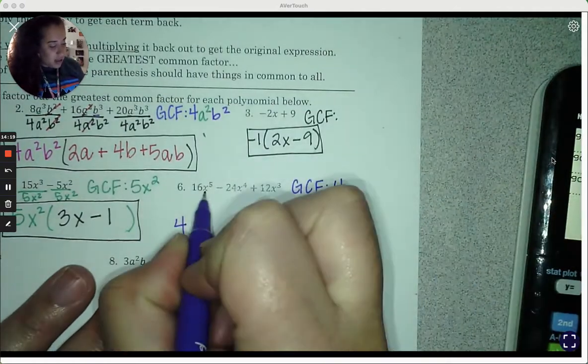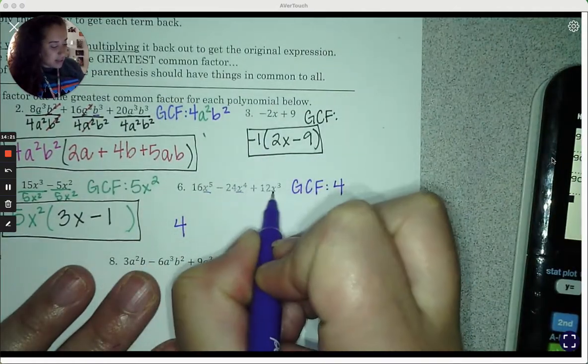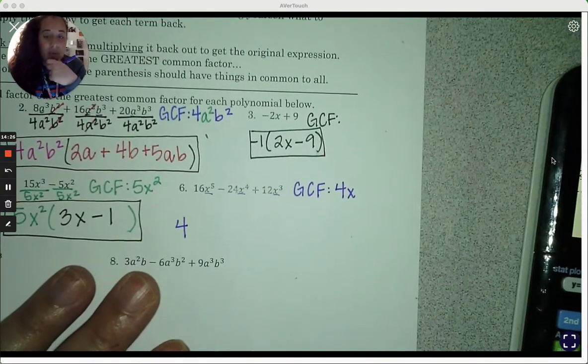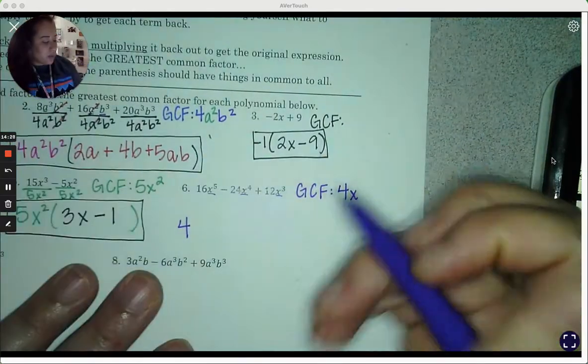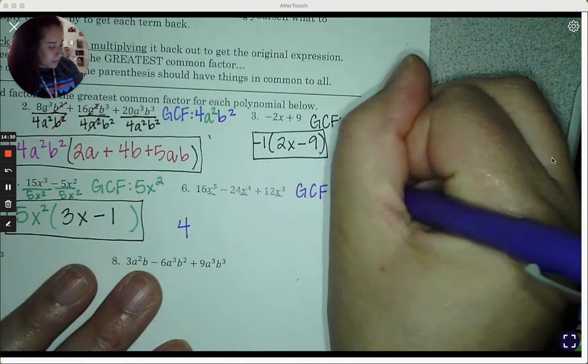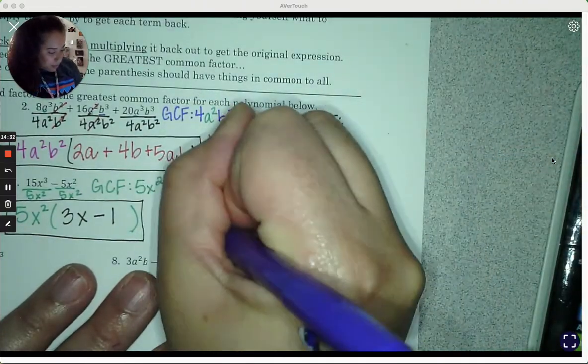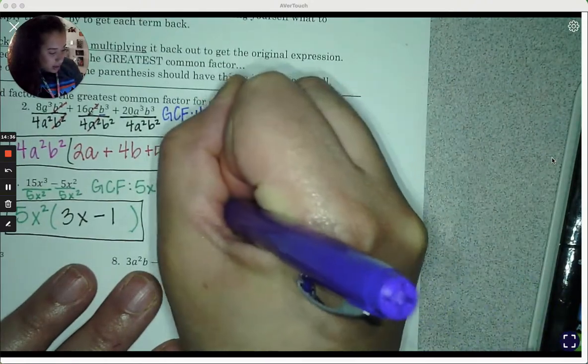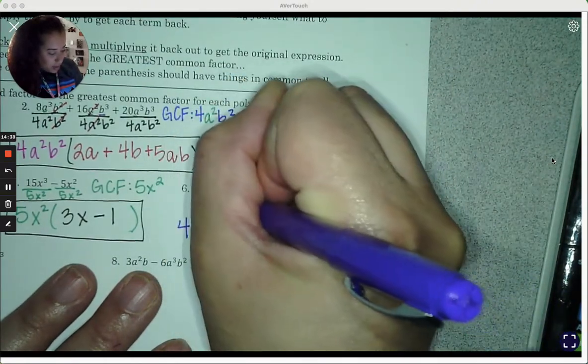Now we're going to look at our variables. We have x, x, and x. So we know there's going to be an x in my greatest common factor. But we're looking for the smallest exponent. So we're going to go with 3, which means we're dividing everything by 4x cubed.